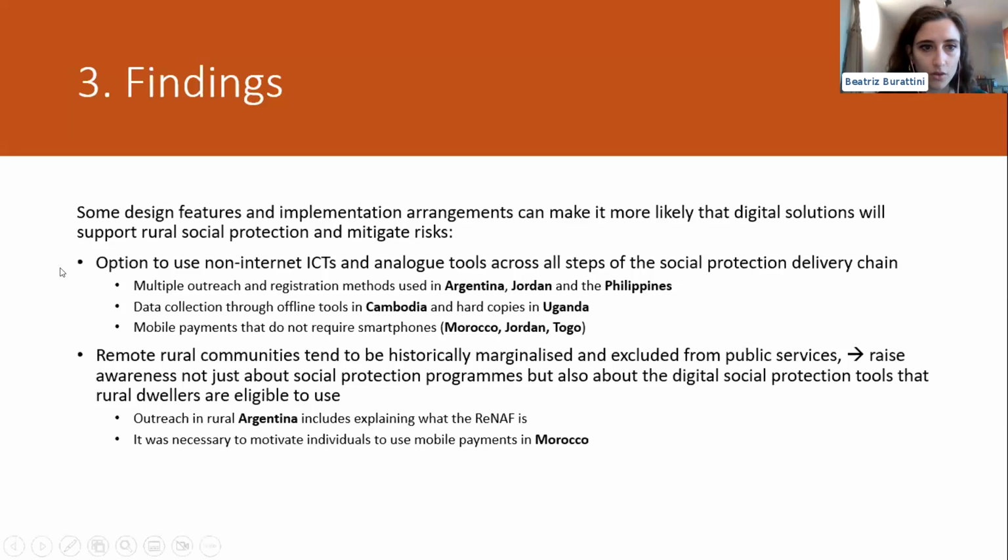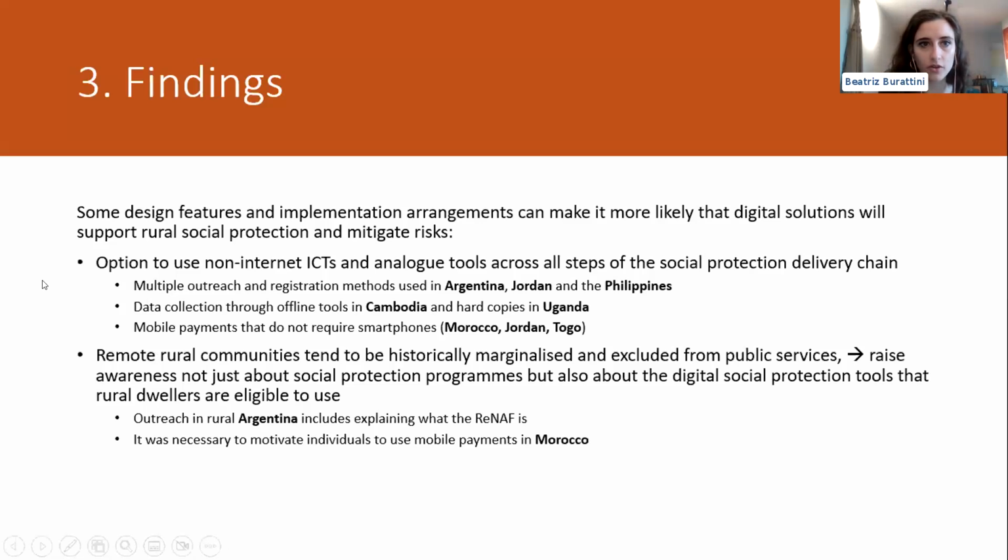Some examples include how Argentina, Jordan, and the Philippines use different methods when reaching out to rural populations and registering them into social protection programs and systems. In Cambodia, similarly, data collection was also done through offline tools, and in Uganda, they sometimes even use hard copies in areas where it was not feasible to use digital technology. And similarly, in Morocco, Jordan, and Togo, mobile payments were used that relied on 2G phones rather than smartphones, which benefited from a wider 2G coverage rather than a relatively narrow internet coverage, depending on the area.